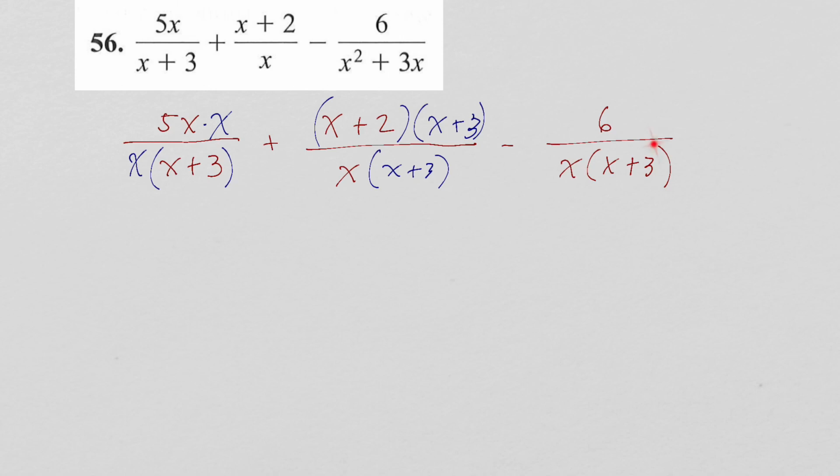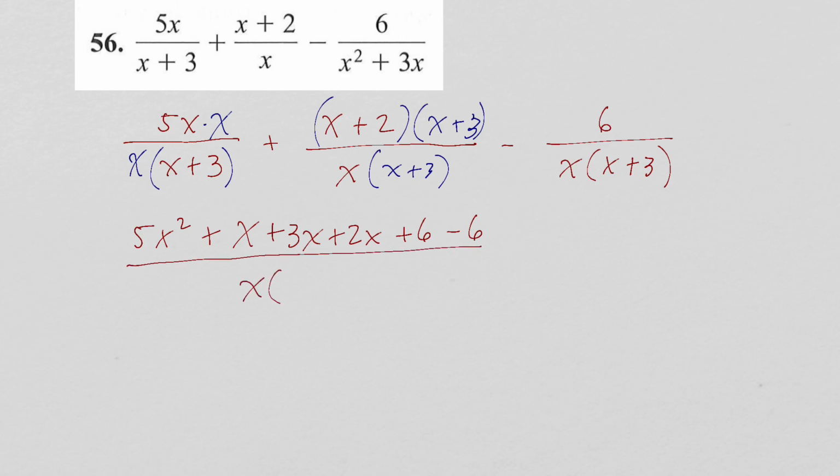And the final one, we don't have to do anything. So this becomes 5x squared plus, here we're going to have to FOIL. Our first is x squared, the outer is a positive 3x, the inner is a positive 2x, and the last is a plus 6, and then we have minus 6. And this is now all over our common denominator of this. Okay, we have 5x squared. Let's see, 1x, 3x, and 2x, that adds up to 6x. And it's all over x times x plus 3.